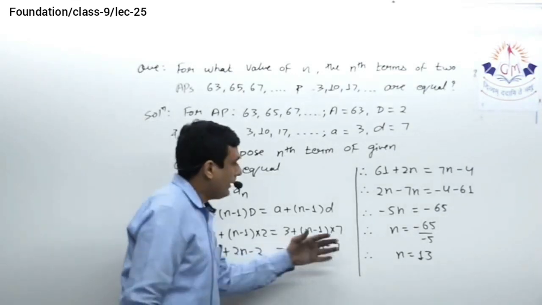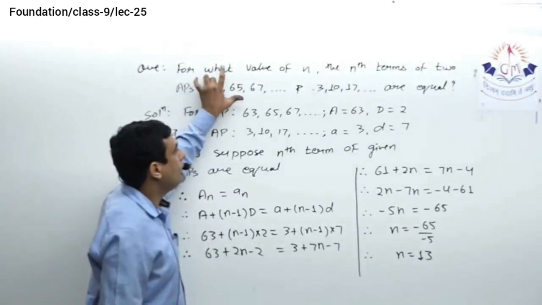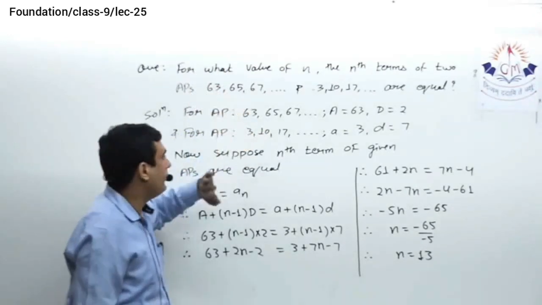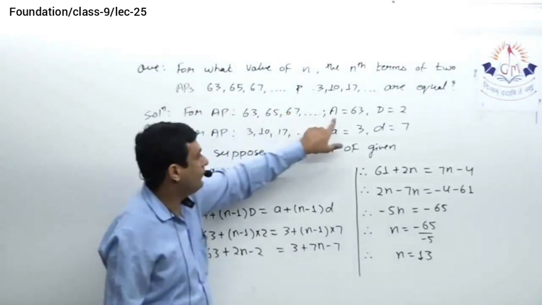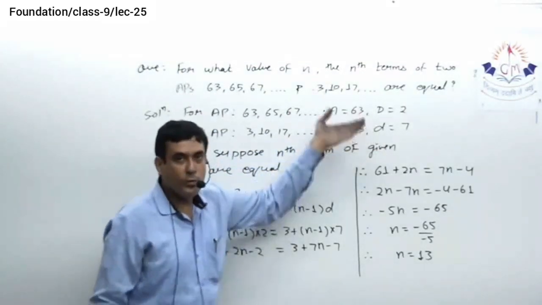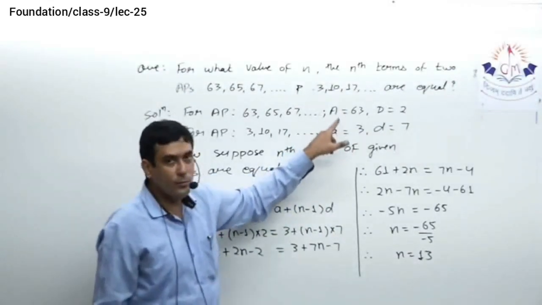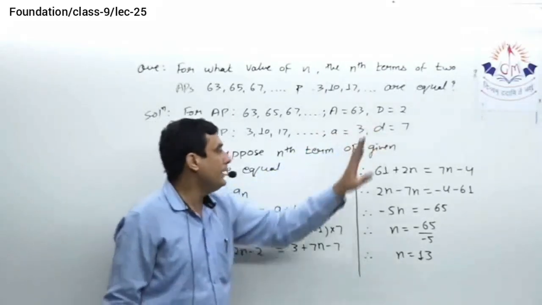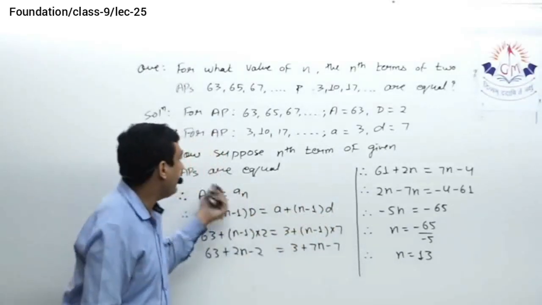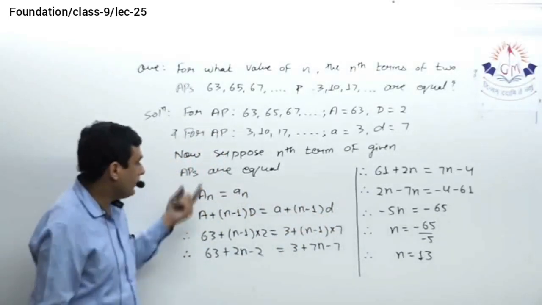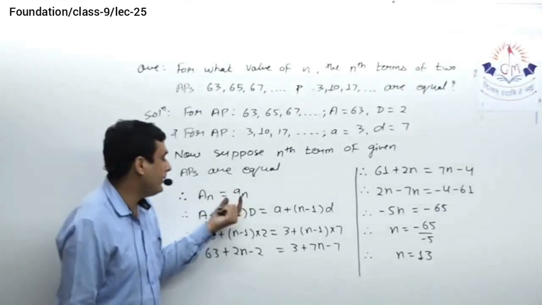Before I check, I'm explaining the same thing once again. The question is for what value of n the nth term of these two APs will be the same or equal. So I took the first AP, its first term A and common difference D. Because there are two APs, to distinguish between their first terms and common differences, I use symbols: capital A, small a, capital D and small d. Then I assume their nth terms are the same. As their nth terms are the same, the nth term of the first AP, capital A n, should be equal to the nth term of the second AP, small a n.